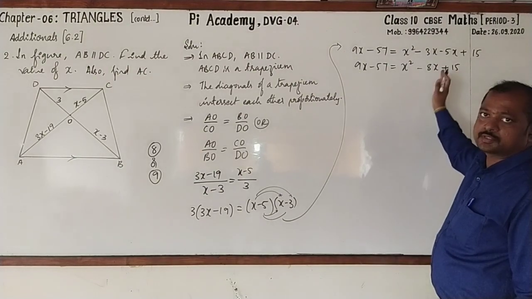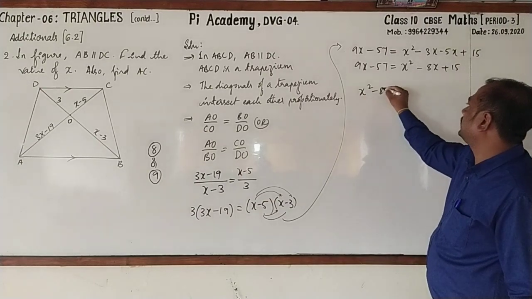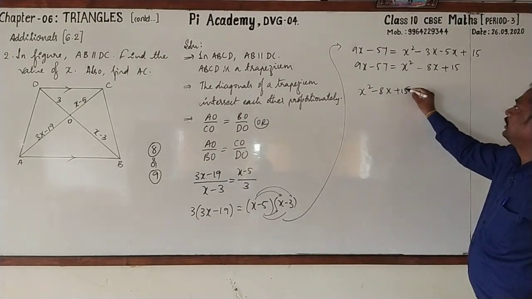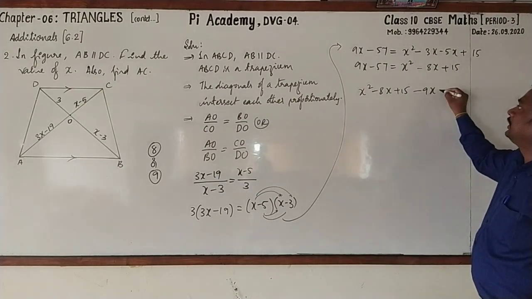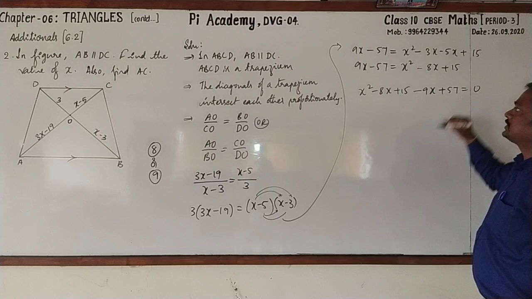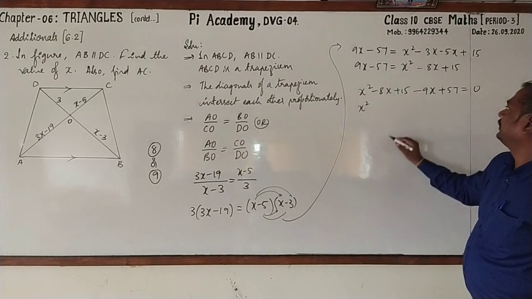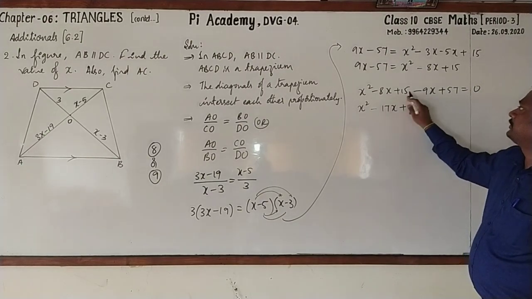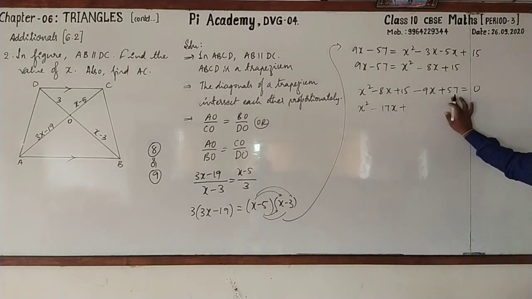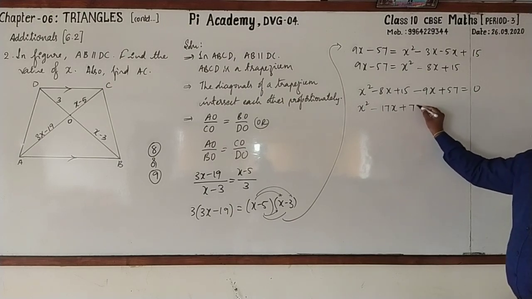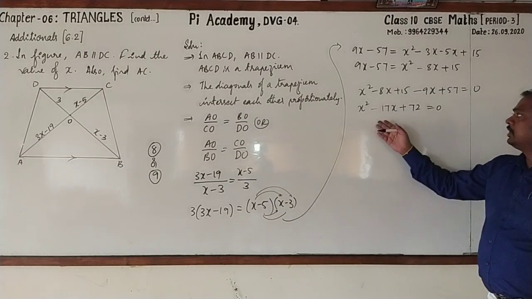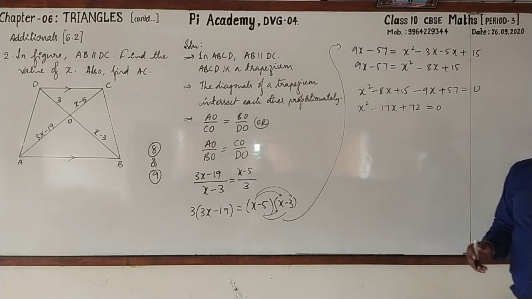Then write all the terms on one side. First, x square minus 8x plus 15 as it is. Transfer 9x minus 57 to the right hand side. Becomes minus 9x plus 57, which is equal to 0. x square minus 8x minus 9x, minus 17x, plus 15 and 57, 72, is equal to 0. Followed? Now, this can be solved by factorization.